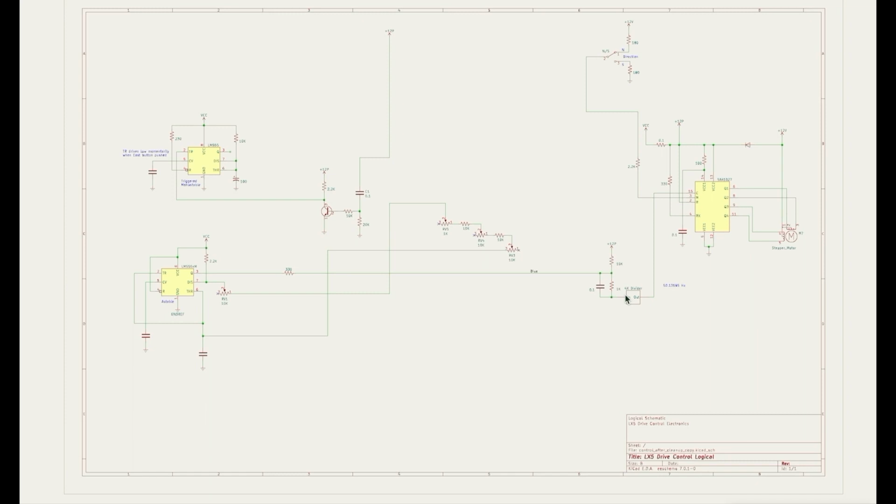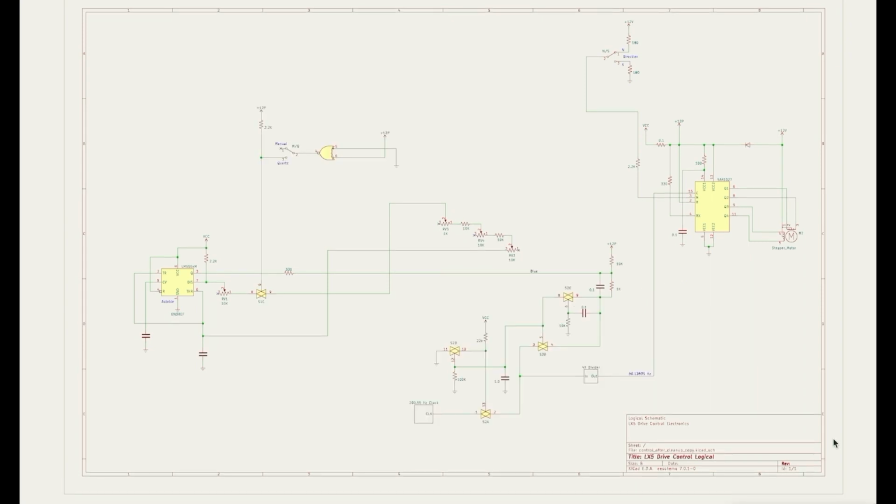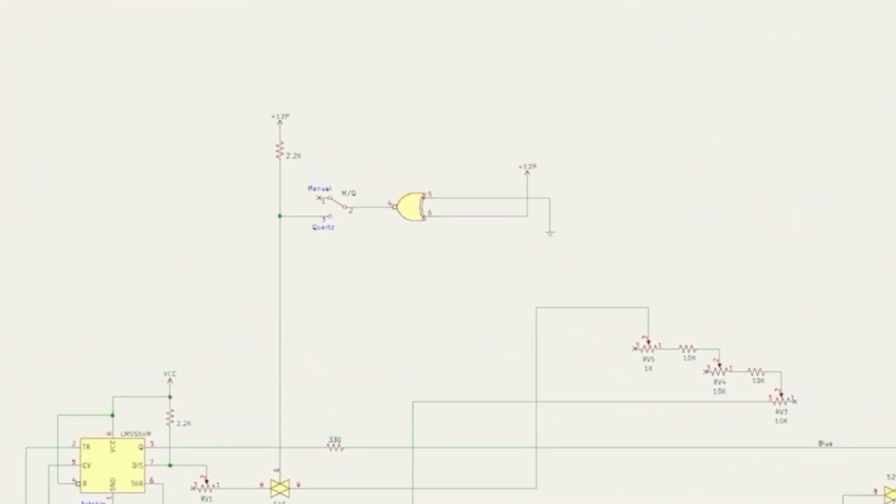After deleting unused circuitry, this is our finished schematic for the manual tracking function. Summarizing, the remaining 555 timer generates a clock at roughly tracking speed, which can be adjusted through RV5 by a knob on the hand controller. Now let's see what happens when we switch the manual quartz switch over to quartz.